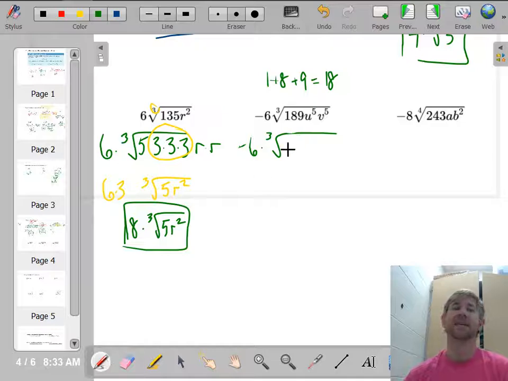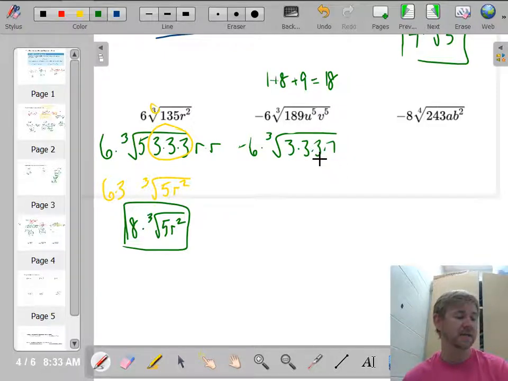So I'll say, that's 3 times 63. 63 is 9 times 7. 9 times 7 is 3 times 3 times 7. So check that. Make sure if you do 3 times 3 times 3 times 7, you get 189. I do. And then I'm going to write u to the 5th, v to the 5th, and we'll take care of that in a second, because I'm going to try and do this in my head.